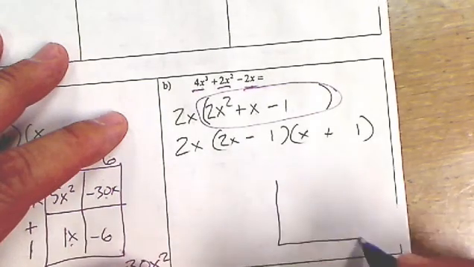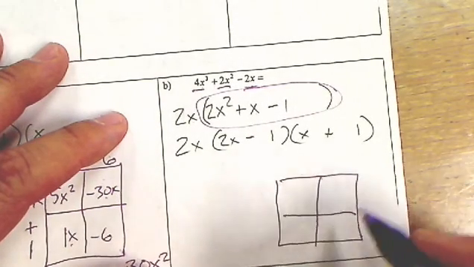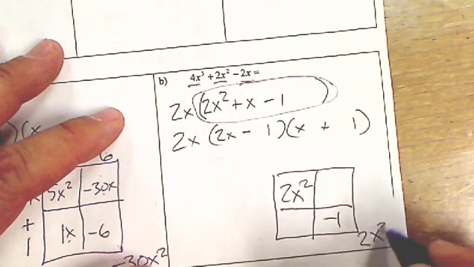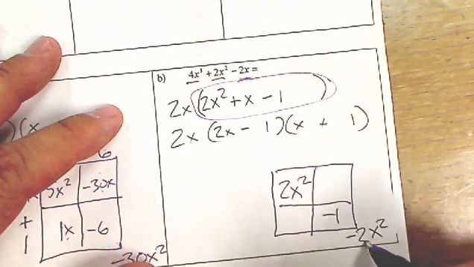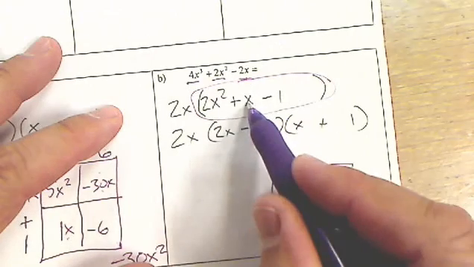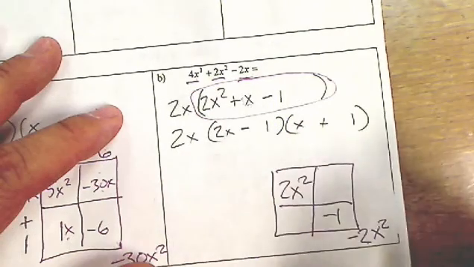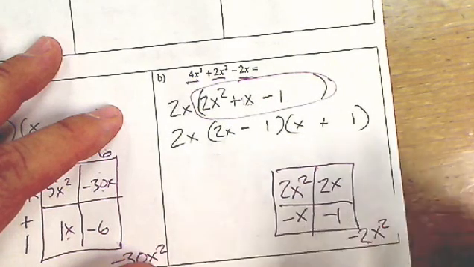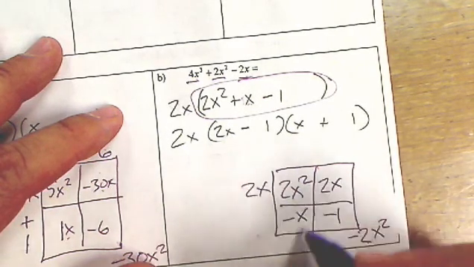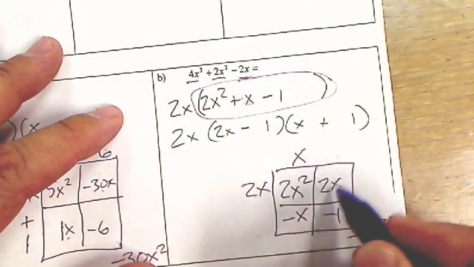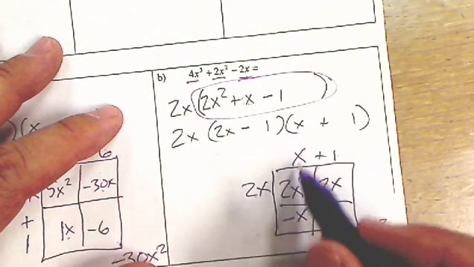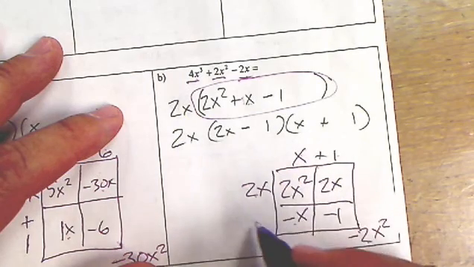You can make a little generic rectangle, or some of you can just do it in your head. 2x squared, negative 1. 2x squared, negative. Two numbers multiply together to be that guy. Add together to be that one. Remember, there's always a 1 in front of the x. So 2x and negative x. 2x, x. 2x times what is 2x? Plus 1. That's how I got that guy. X times what is negative x? Negative 1.